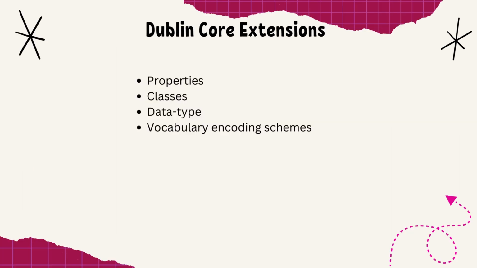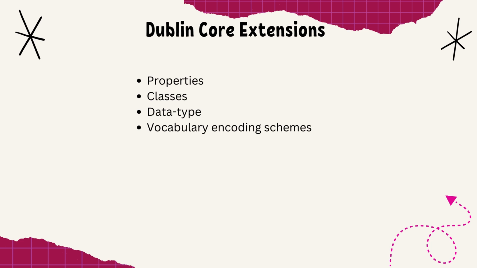So in addition to the 15 core elements, we're also going to have Dublin Core extensions. These extensions enhance the basic Dublin Core metadata elements by providing more structure and specificity, making metadata descriptions more precise and useful. Properties in Dublin Core refer to the specific attributes or elements used to describe resources. In the context of Dublin Core, properties include both the basic elements like title, creator, and date, and any refinements or qualifiers that make these elements more specific.